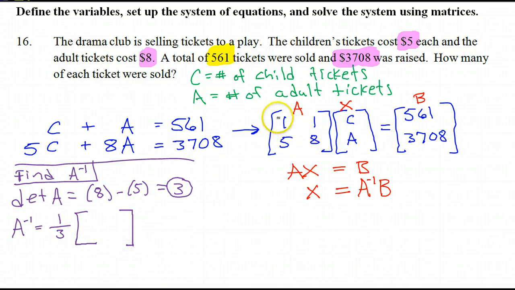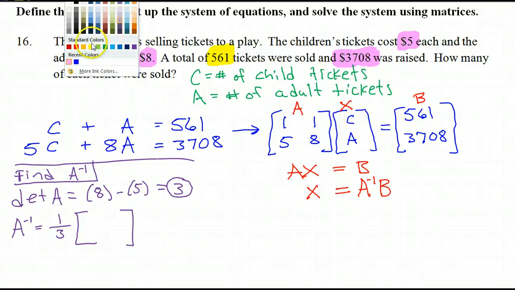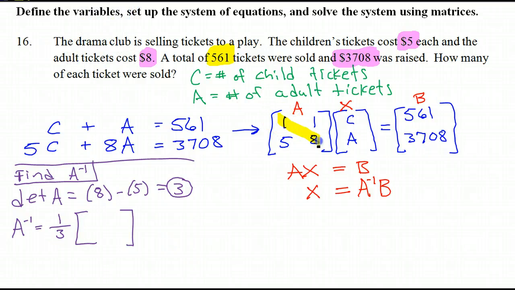and here's where we do our reverse negate. We're going to reverse the down diagonal and negate the up diagonal. So I'm reversing this. That's going to give me 8 and 1. And then I am negating this, which means just changing the signs. So that's going to give me -5 and -1. I reversed and I negated. So this is the inverse.